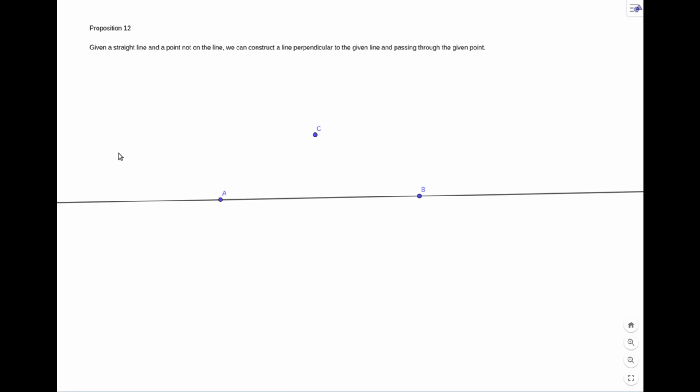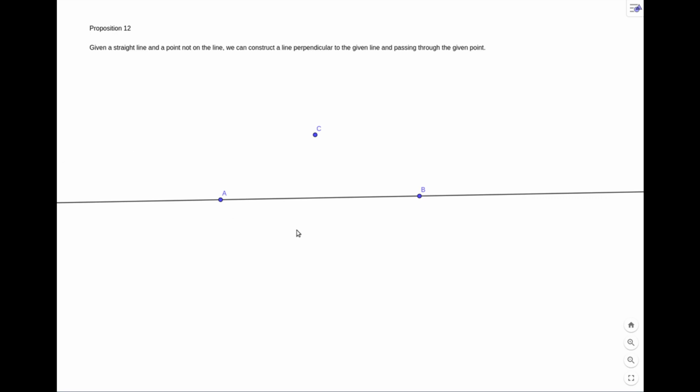In this proposition we are given a straight line and a point which is not on the line. And we want to show that we can construct a line perpendicular to the line we were given, which also passes through the point that we were given. So let's take a look and see how the proof of this one might go.